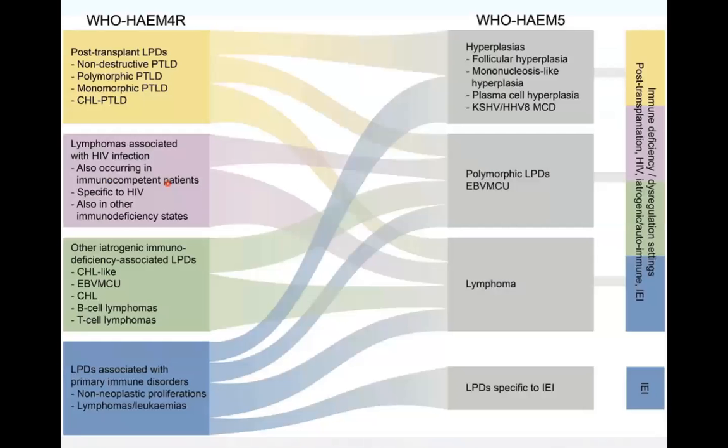Okay, so just to sum up the immune deficiency dysregulation associated lymphoma, the HEAM5 revised edition was divided into 4 chapters, that is post-transplant lymphoproliferative disorders, lymphomas associated with HIV infections, other iatrogenic lymphoproliferative disorders, and lymphoproliferative disorders associated with primary immune disorders. Now, based upon the morphology, the viral association, and the disease association, they have been further categorized.